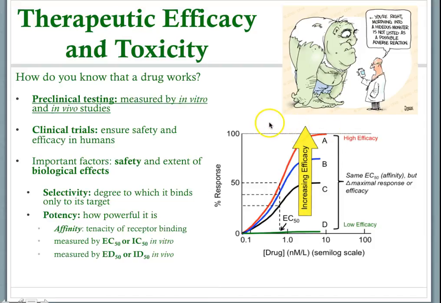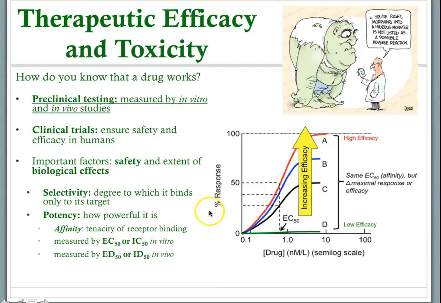Efficacy. So the maximal response for these 3 drugs is not the same. And actually, sorry, these 4 drugs, because I see we got D way down here at the bottom. It's not the same. A produces a much larger maximal effect than does B, which in turn produces more than C, and C producing more than D. So even though the EC50s are the same for these drugs, because the same concentration for all of them achieves half of their maximal effect, the maximal effect is different. C doesn't work as well as A. It doesn't produce as much of a biological effect as A does.